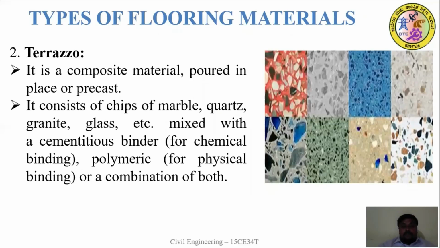Second one, terrazzo. It is a composite material either cast in situ or precast like tiles. It consists of chips of marble, quartz, granite, glass, etc., mixed with cementitious binder for chemical binding or polymeric binder for physical binding, or a combination of both. Usually terrazzo flooring material is used for appearance, because when the floor surface gets its final finishing, it gives a very good appearance like a reflective material. Hence we use terrazzo as a flooring material.